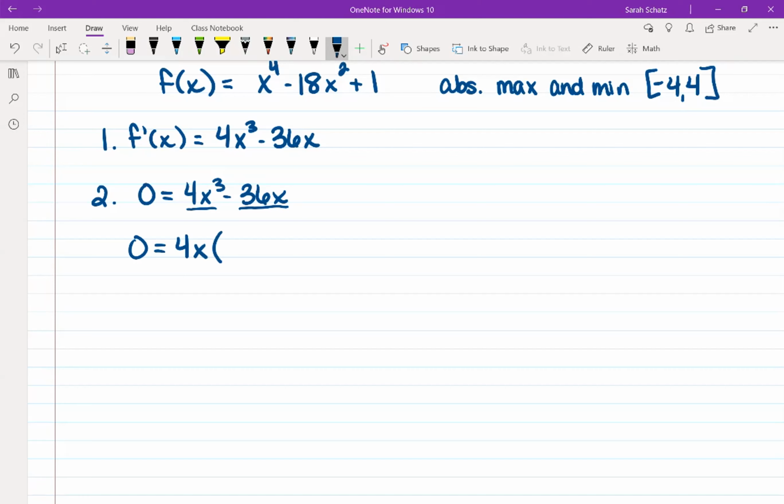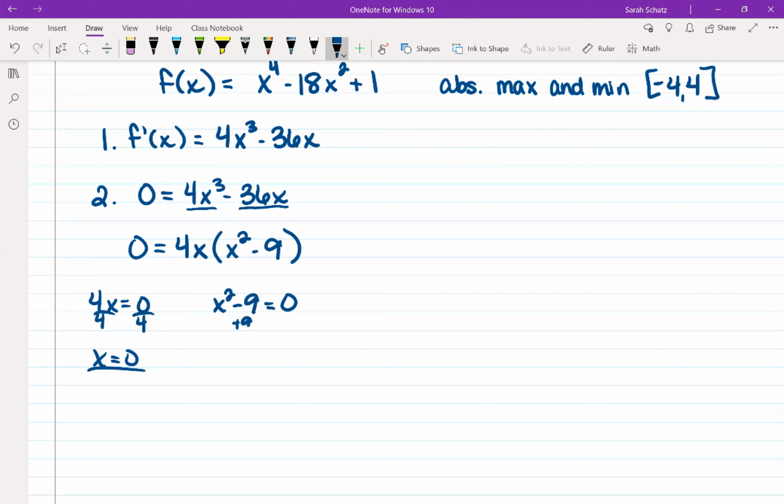So what would that leave here? It would leave an x squared minus 9. So we're factored. What do I do when I factor and I have something set equal to 0? I set each factor equal to 0. So here I'm going to have 4x equals 0 and also x squared minus 9 equals 0. All right, so 4x equals 0, you get x equals 0. This is one of your critical points.